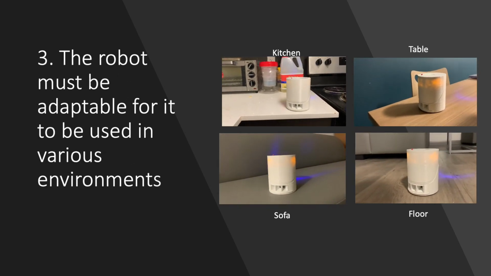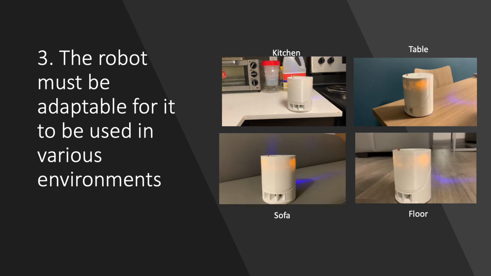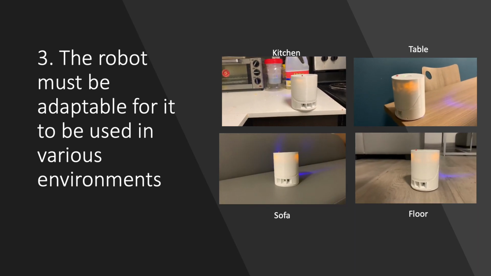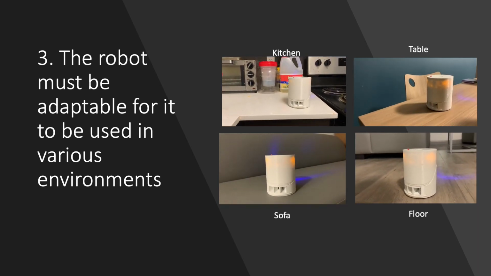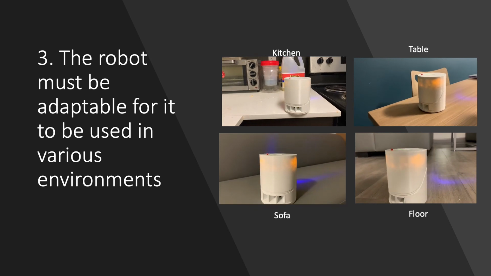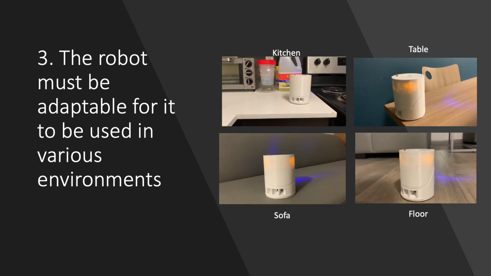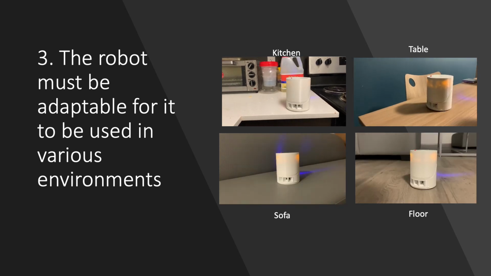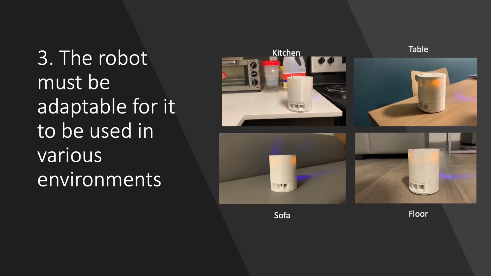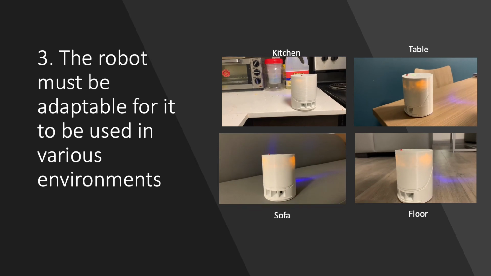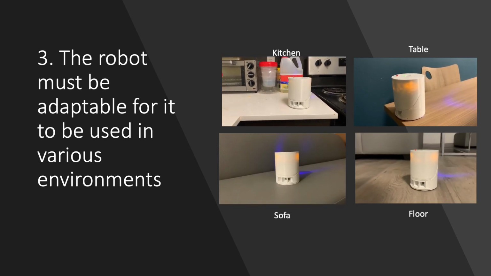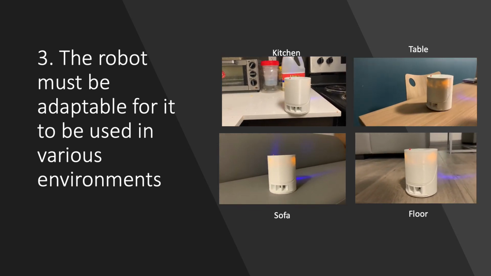The third criteria is that the robot must be adaptable for it to be used in various environments. Although the robot is designed for tables, we have tested it on various surfaces such as the kitchen, floor, and the sofa, and the robot performed well. This is shown in the video on the right, where we have conducted tests on different surfaces and we can see that the robot is moving and performing as intended.